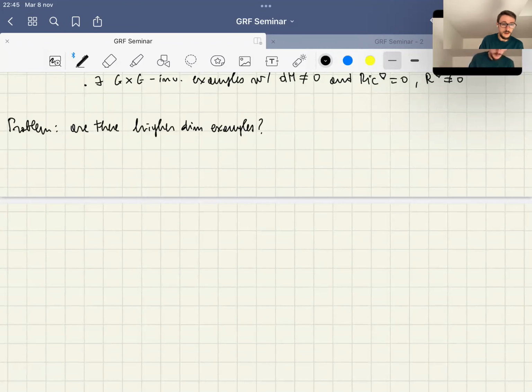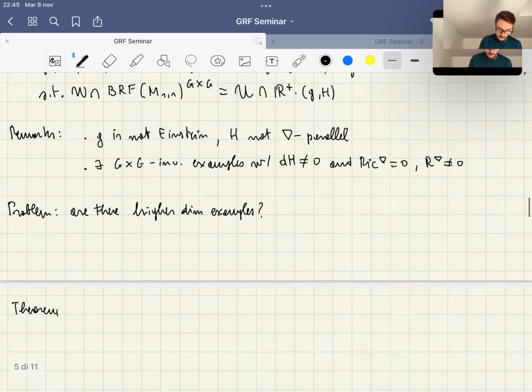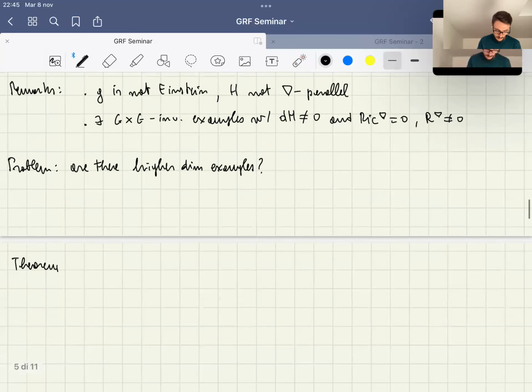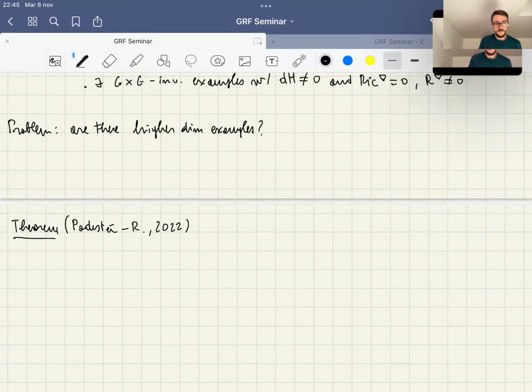And in fact, it turns out that it is possible to show that this example, actually not all of these examples, but the second one where P is equal to Q is equal to 1, is a special case of a more general construction. And this is the second theorem I would like to mention today. The general construction is the following. So we consider the following data.